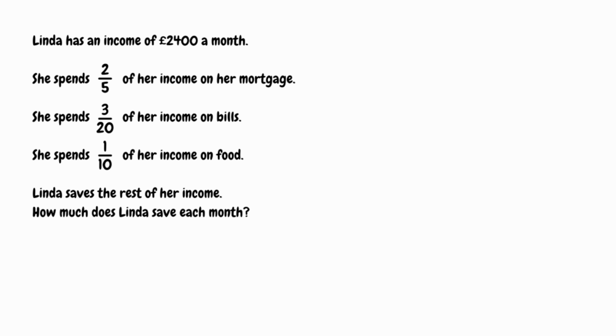So let's start with this first bit. She spends 2/5 of her income on her mortgage. So we've got to figure out 2/5 of 2,400. So we're following our 2 steps again. The first step is we start with this 2,400 and we're going to divide by the denominator. So we're dividing by 5.